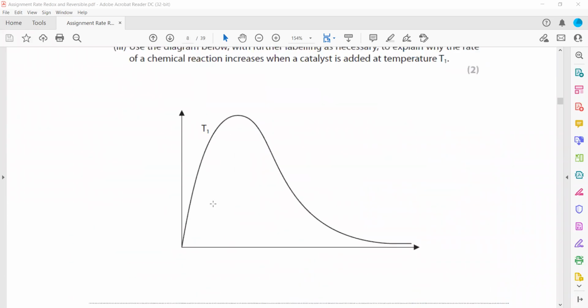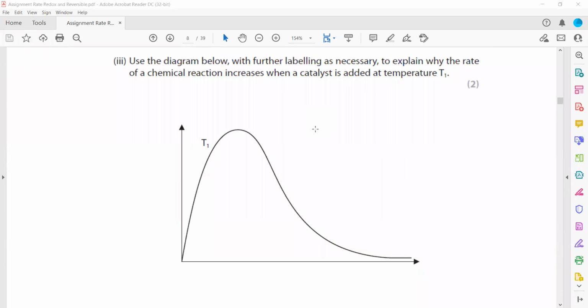So you have to use a space there to explain the idea. Then the next part, use the diagram with a further labeling as necessary. Explain why the rate of a chemical reaction increases when the catalyst is added. So when we add a catalyst, the shape of the graph won't change.